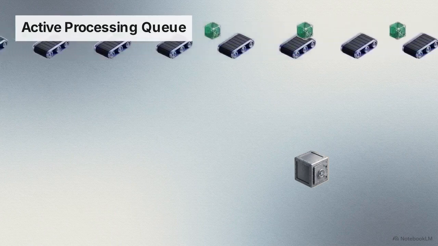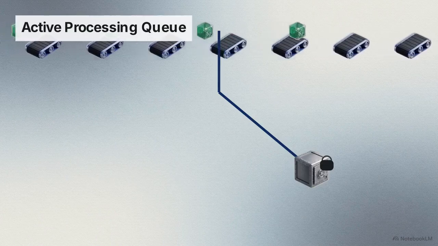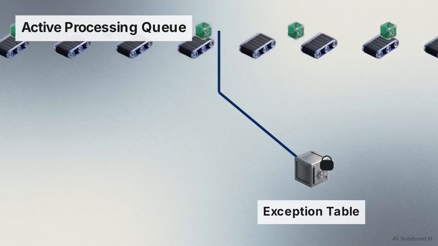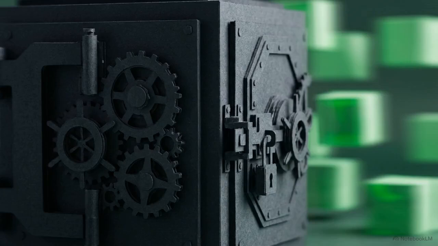The flawed packet turns red, gets forcefully removed from the active processing queue, and is shunted off the main line into a separate, heavy-duty vault called an exception table. Inside this vault, the separation is total. The automated billing engine is completely blind to this data. The bad packet cannot be accidentally processed.